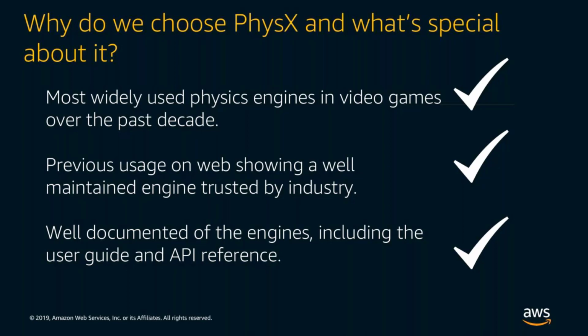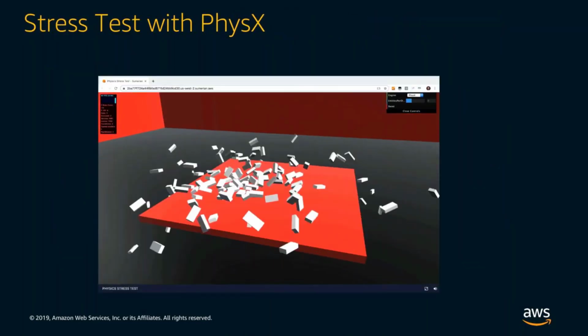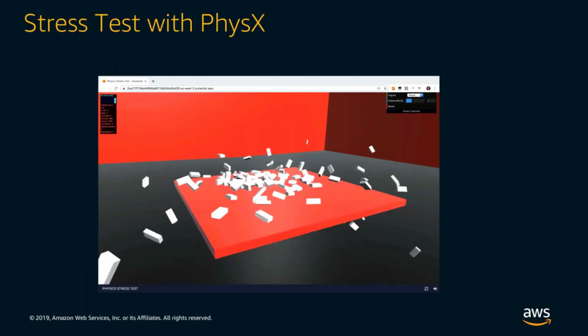It's designed to be robust, high performance, scalable, and portable. It has a well-maintained repo since it came out and has previous usage on web platforms as well. All of these benefits make it a suitable foundation for Sumerian to start with. To have a quick glance at how PhysX got picked.